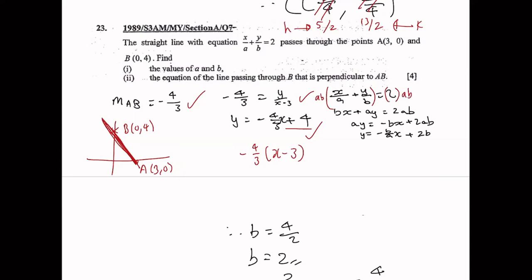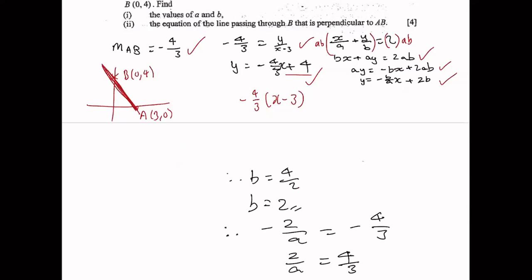So you're left with x times b times x plus y times a times y equals 2ab. Then you make ay the subject, minus bx, then you divide by a throughout. Now you just compare. So what do you get? 2b equals 4, so b equals 4 divided by 2, which is 2.